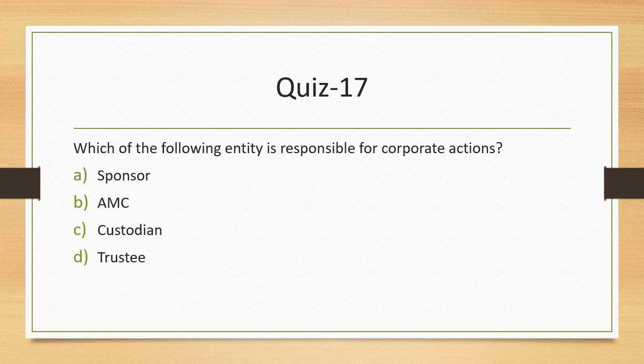Question number 17 is which of the following entities is responsible for managing the corporate action? Not just the corporate action, but managing. I have already kind of explained this. It is the custodian. So the custodian is responsible for various acts that have to be taken care of by it, including custody of the assets.